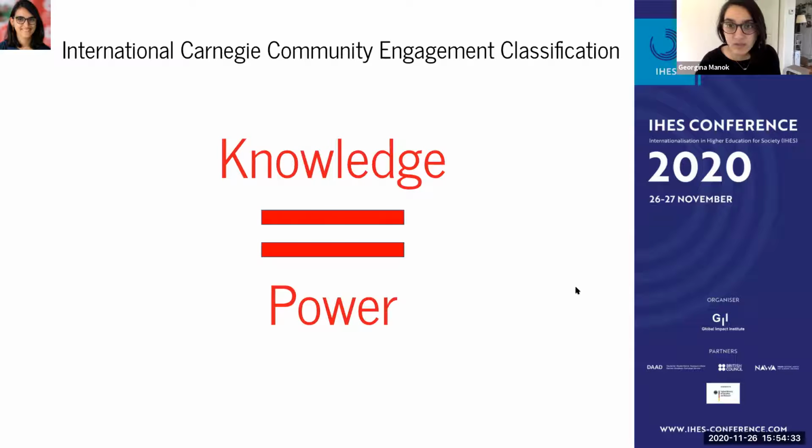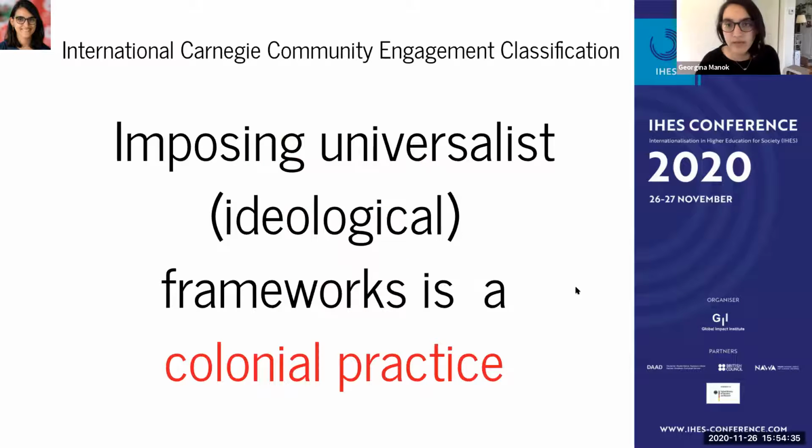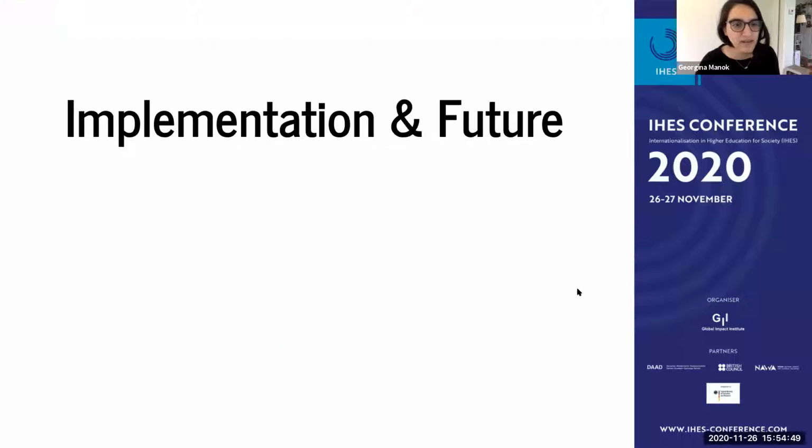And that knowledge is power, and that imposing universalist ideological frameworks is a colonial practice. So how do we engage with a locally relevant global classification project with these values in mind? And I will pass the baton to Matthew to talk about implementation.